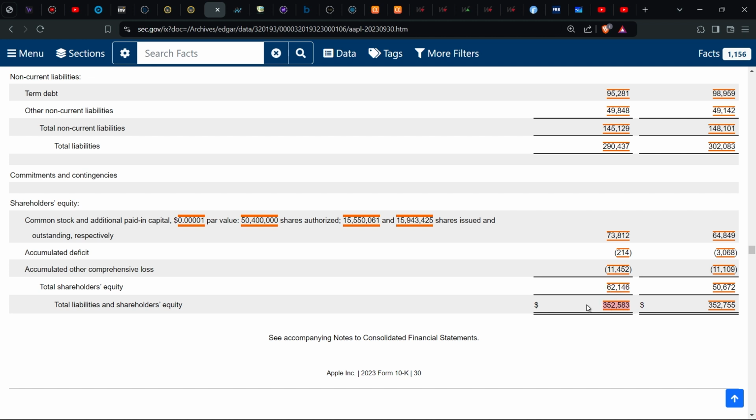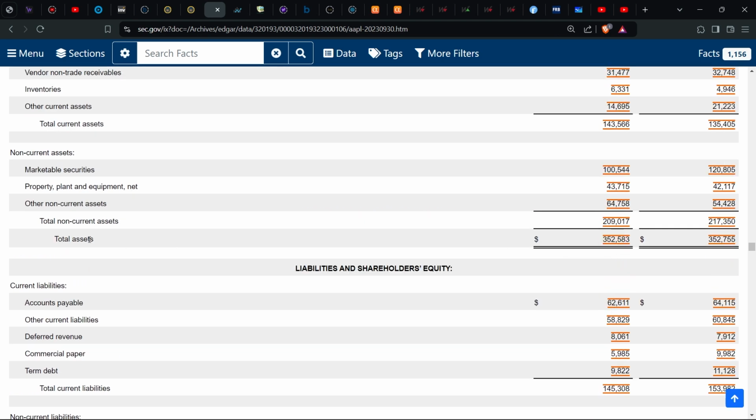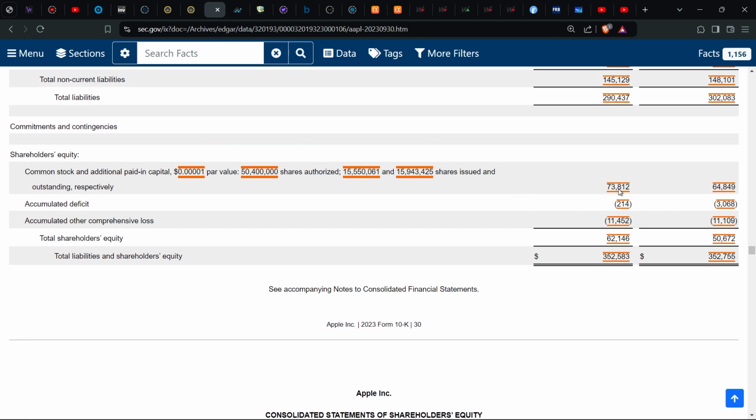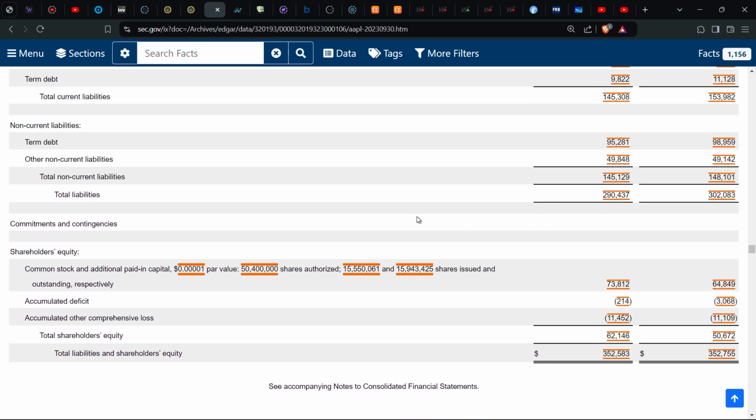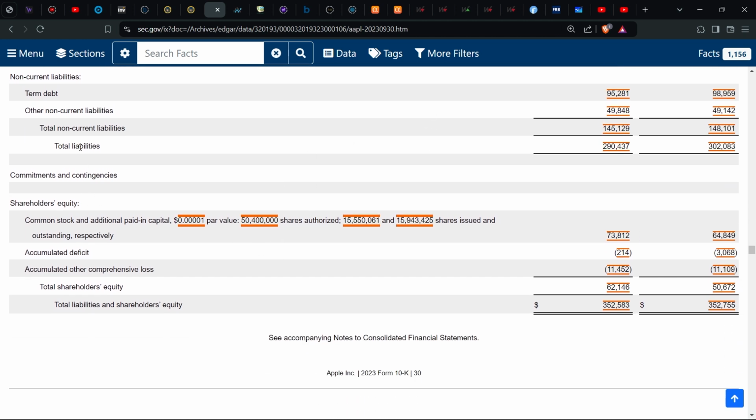This total liabilities plus shareholders' equity has to balance with the value of the assets. You can see here total assets 352 billion 583, and also total liabilities and shareholders' equity, the same number. Yeah, they have to balance. That's why this is called a balance sheet, because it balances the books of the company. Now, as you can see here, the shareholders' equity is quite a small summary.